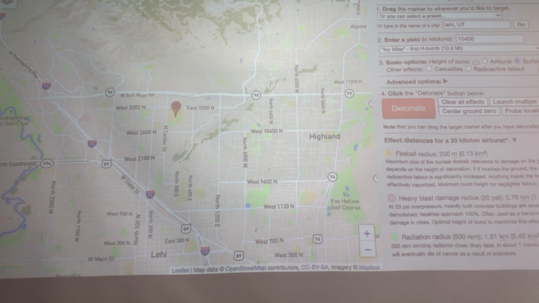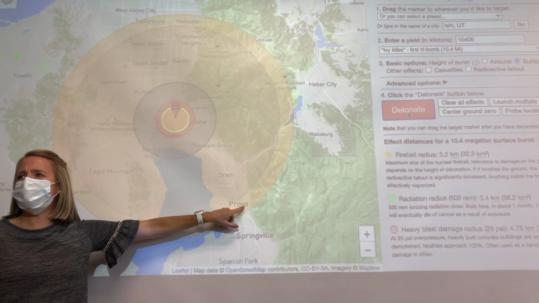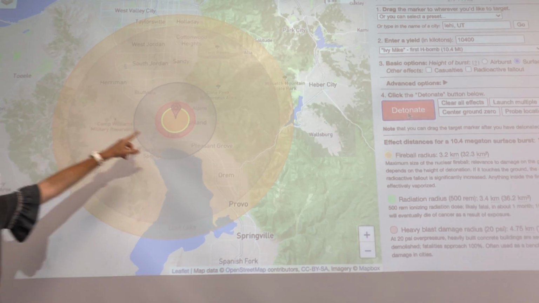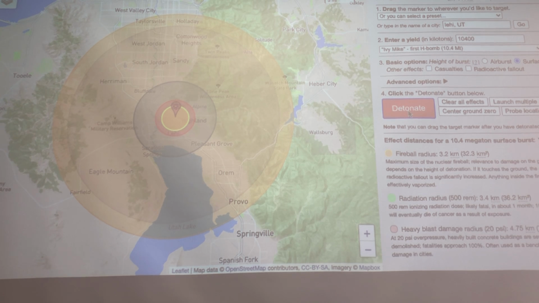Okay, so now this is a fusion one to compare the difference of energy, okay? All right, ready? In case you can't read, okay, this is Provo, and we're all the way up to Taylorsville. Wow. So which one has more energy, fission or fusion? Fusion. Way more energy, right?